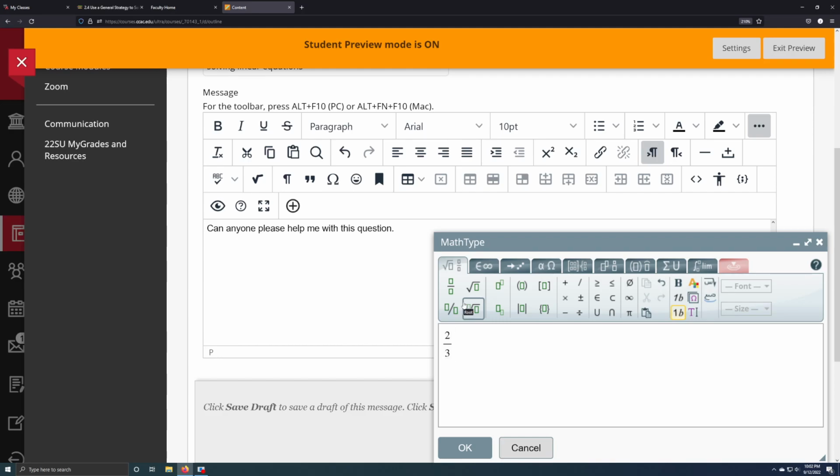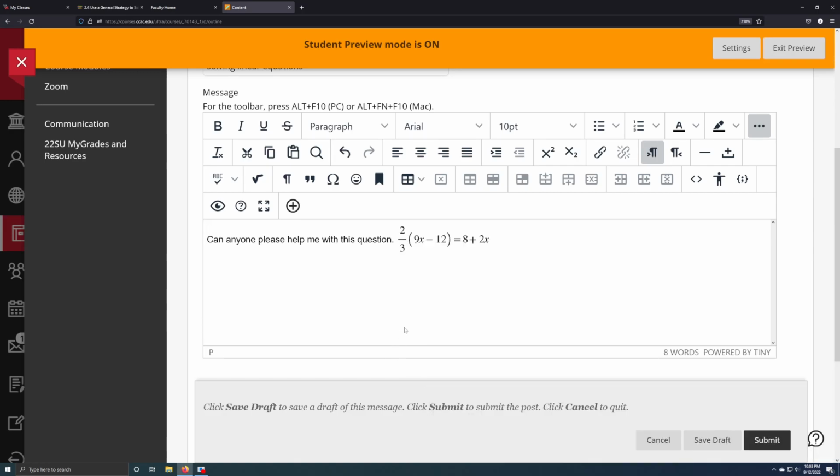Now we have our grouping symbol, which in this case is going to be parentheses. And then we got 9x minus 12. Hit the arrow to get outside of the parentheses, equals. And then finally 8 plus 2x. Okay? And once you're done with that, all you have to do is hit OK. And you just wait a little bit, and it'll post it right here inside Blackboard exactly how you typed it in.